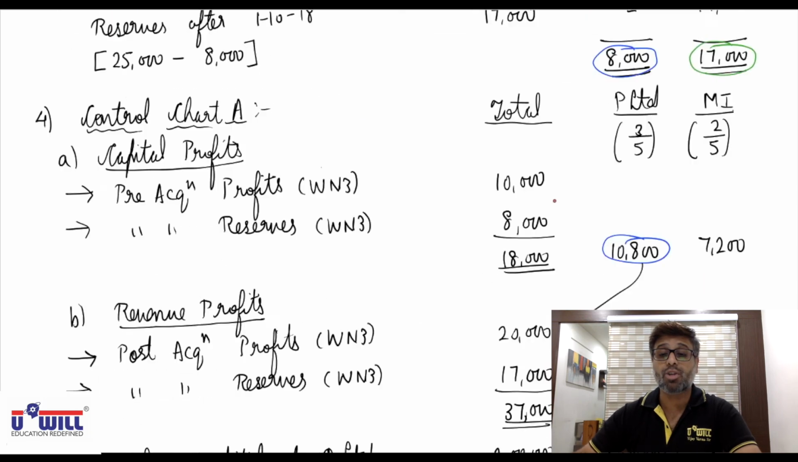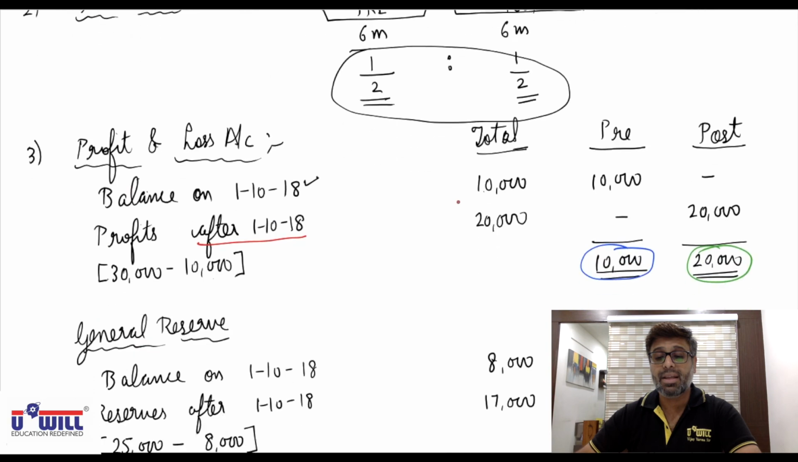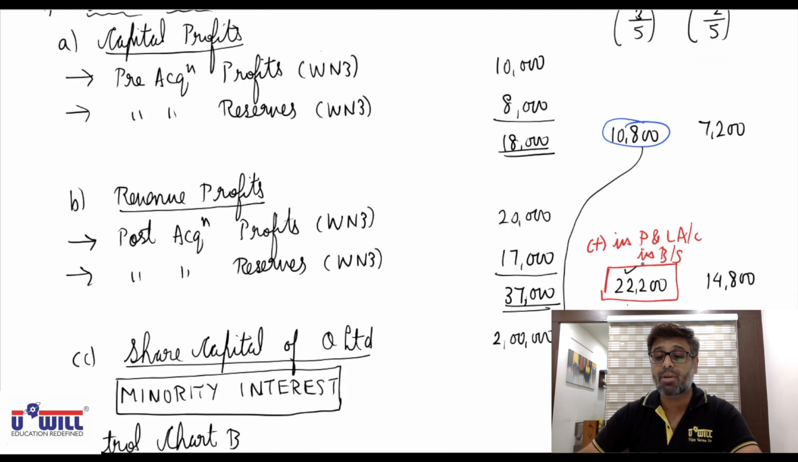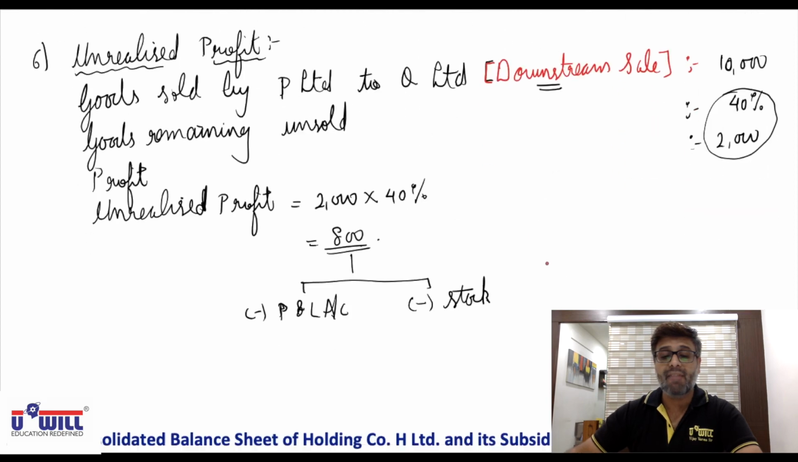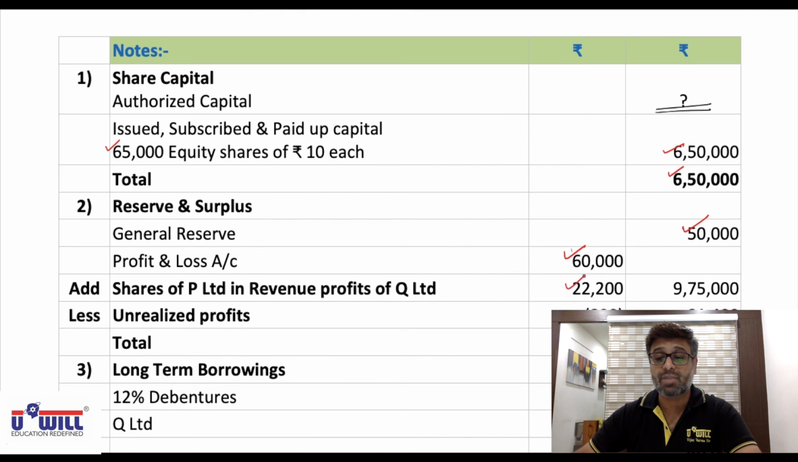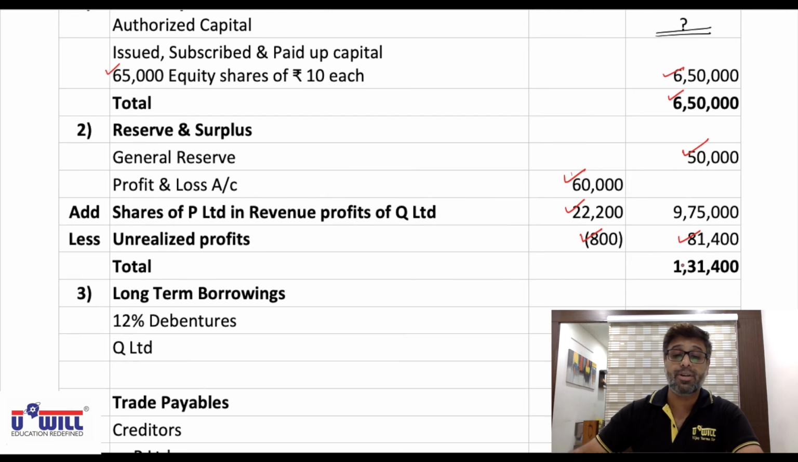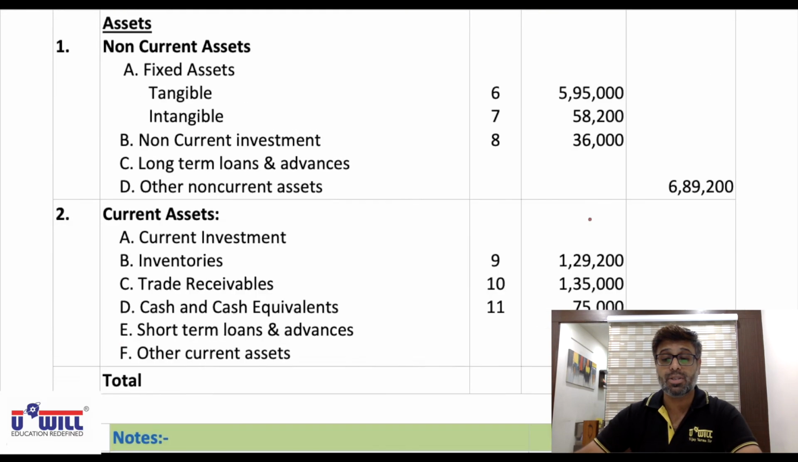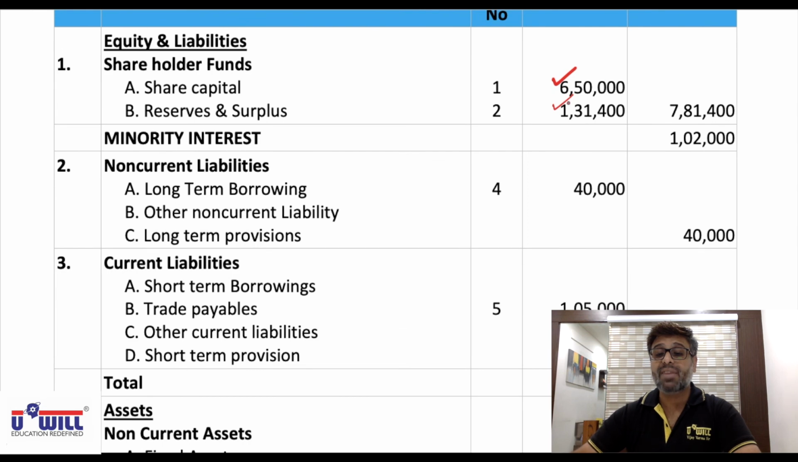Then the profit and loss account also of P Limited only, that is 60,000. In that we will add this control chart amount of 22,200 and we will minus this 800 of unrealized profit. So 60,000 plus 22,200 minus 800, you all must get 81,400. There is no amount for this 9,75,000, nothing is there. So 50,000 plus 81,400, 1,31,400. So 6,50,000 plus 1,31,400, 7,81,400.